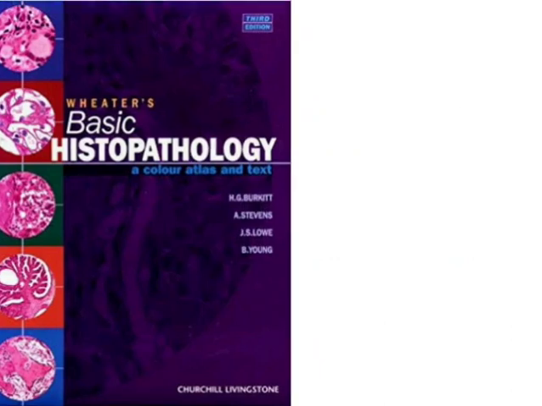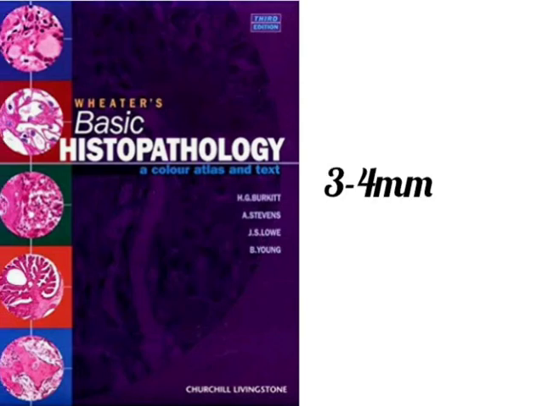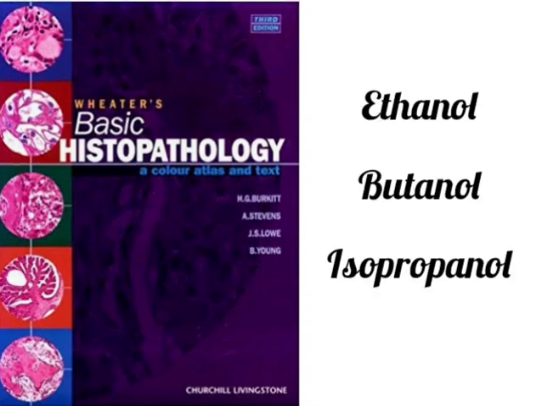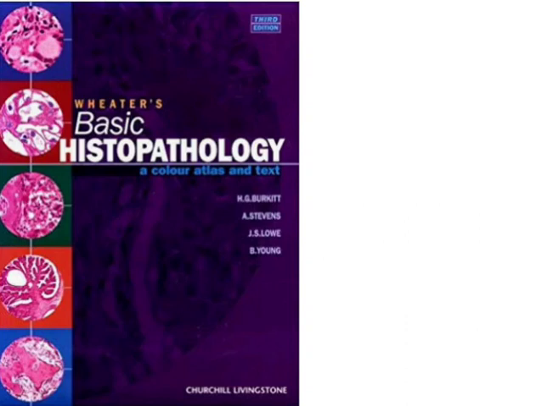The next question. The ideal tissue slice size for processing is 3 to 4 mm. Next question. Dehydration agents are? The examples for dehydration agents are ethanol, butanol, isopropanol.